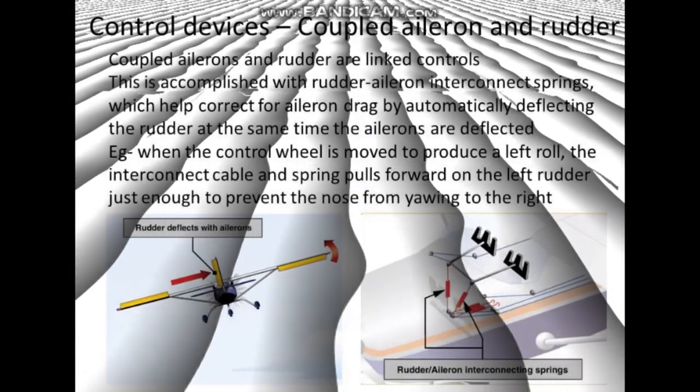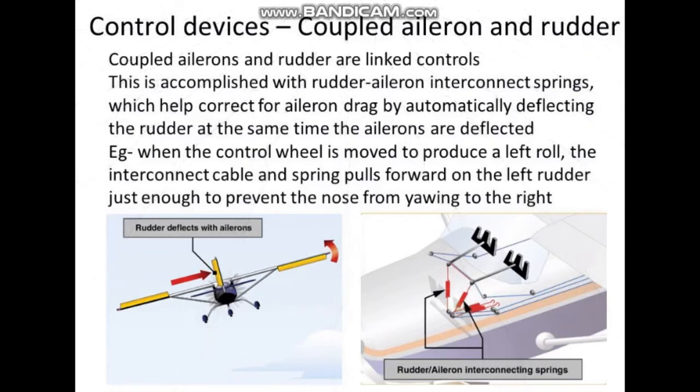Coupled or interconnecting ailerons and rudder are linked controls. This is accomplished with rudder-aileron interconnect springs, which help correct for aileron drag or adverse yaw by automatically deflecting the rudder at the same time the ailerons are deflected. When the control wheel is moved to produce a left roll, the interconnect cable and spring pulls forward on the left rudder just enough to prevent the nose yawing to the right.